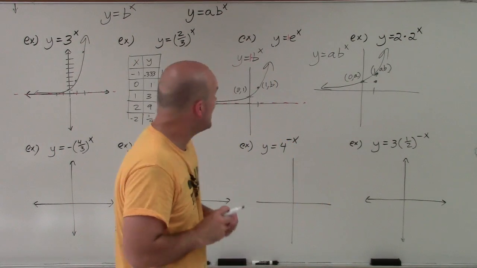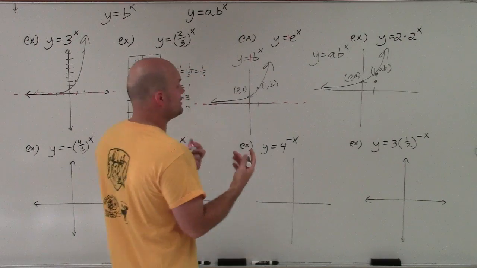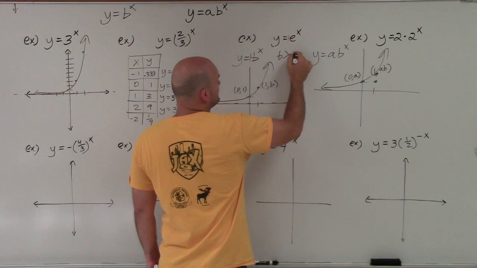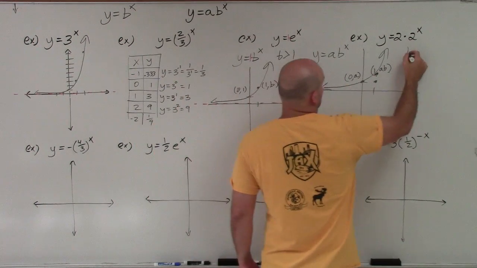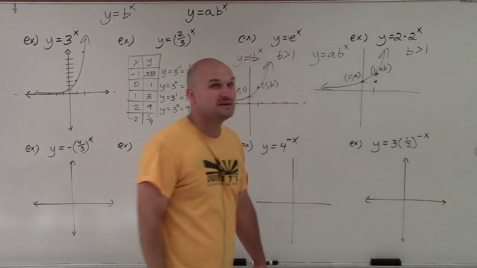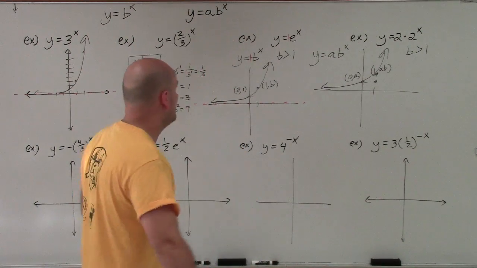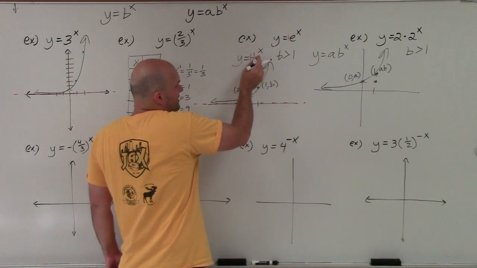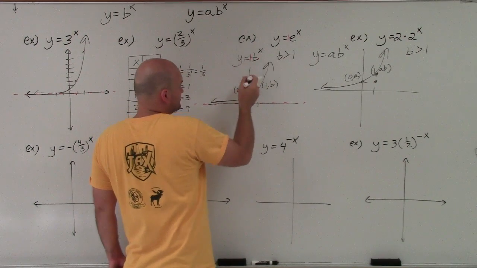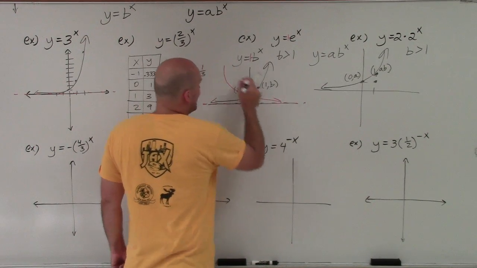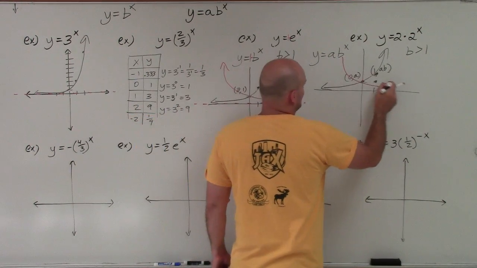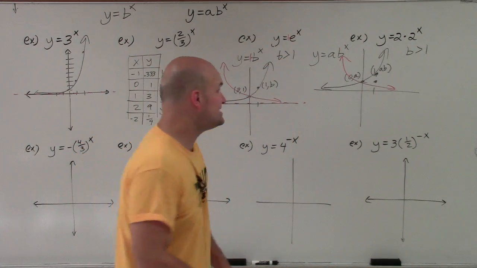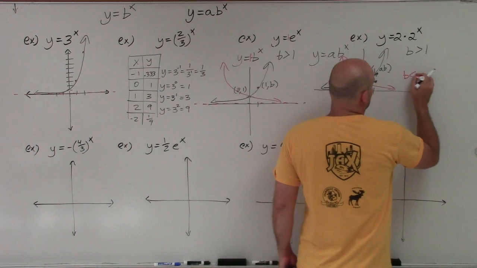Okay? Now, I forgot to mention, these are all when b is greater than 1. If b is less than 1, then the graph is simply reversed. You can just think about that. If b was less than 1, now the graph is reflected. And we're going to take a look at that a little bit as far as our transformations. For y equals b to the x, if b is less than 1, the graph now is decreasing.